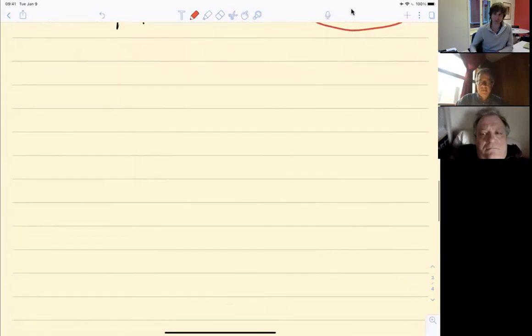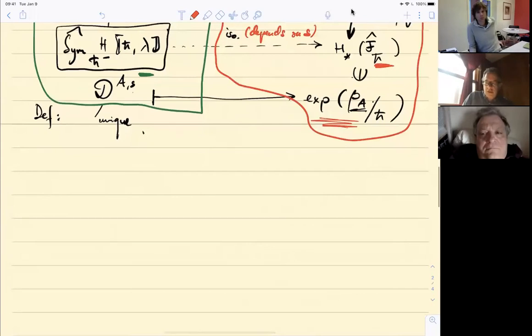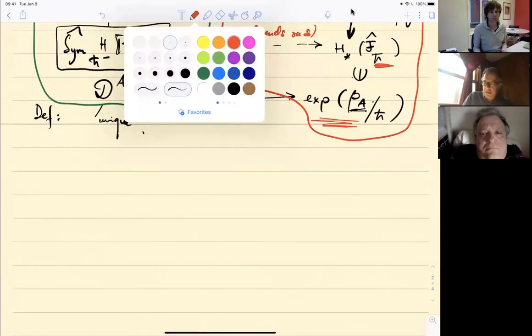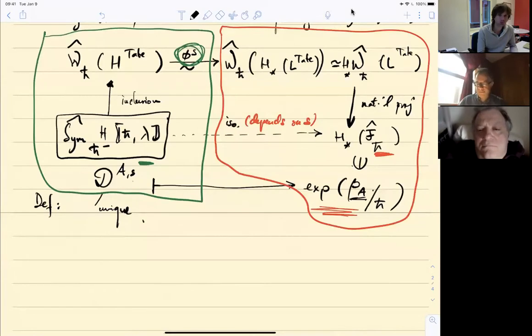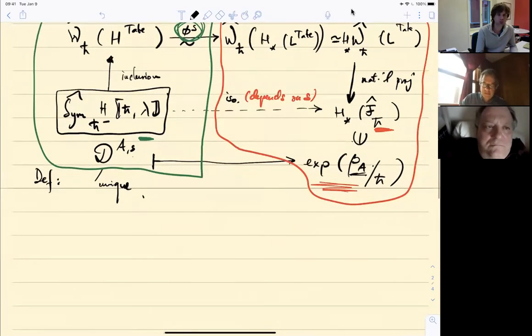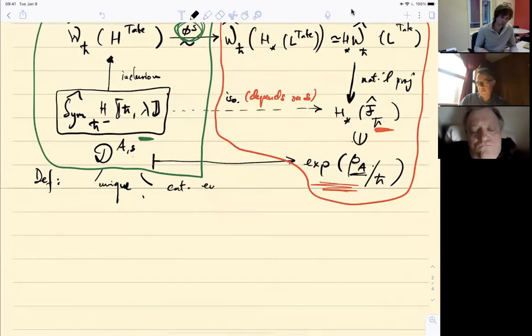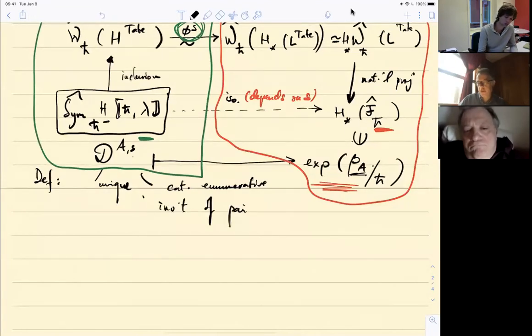All right. When I said unique here, I just meant that this dotted arrow is an isomorphism. So there's a unique element that maps to this once I have fixed the splitting. But it's not unique in the sense that it would not depend on the splitting. This is the categorical enumerative invariant of the pair A and S.